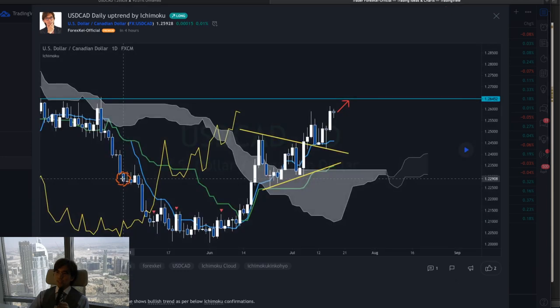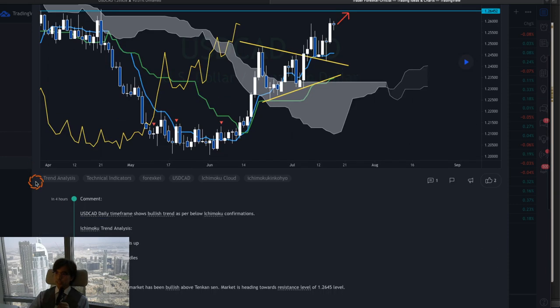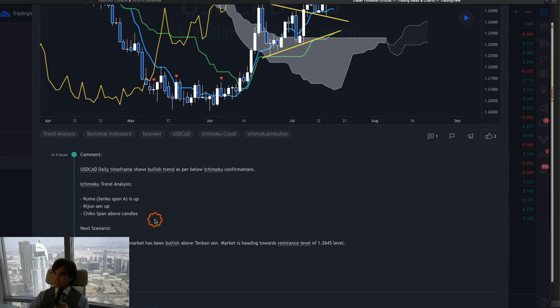And I mentioned that this is bullish as per the daily chart based on Ichimoku. And the confirmations are below. You can see that the Kumo Senkou Span A is up, and also Kijun Sen is up, and Chikou Span is above the candles on the daily chart.